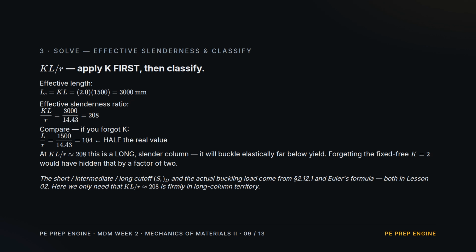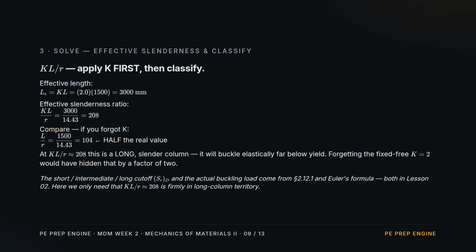Part 2. Effective slenderness and classify. Effective length is K times L. Divide by the radius of gyration and you get the effective slenderness. Now look what K did. Skip it and you'd get half the value and badly misjudge the column. At this slenderness, it's a long, slender column. It buckles elastically, well below yield. The exact cutoff and the buckling load are Euler's job.